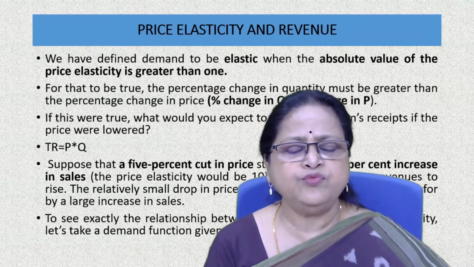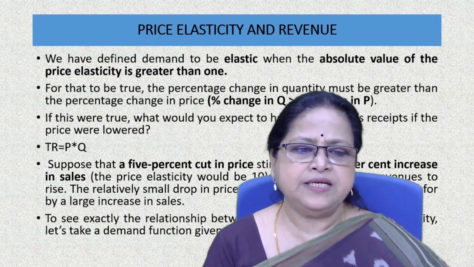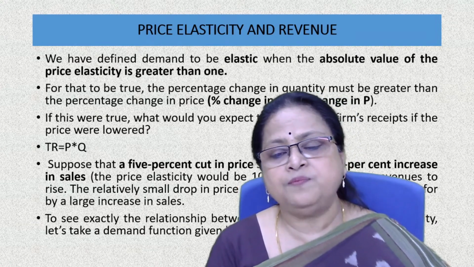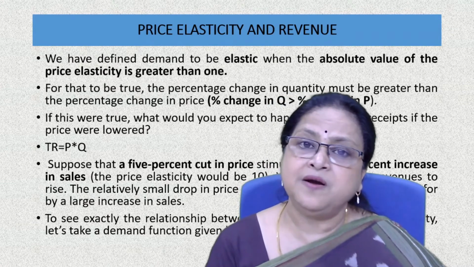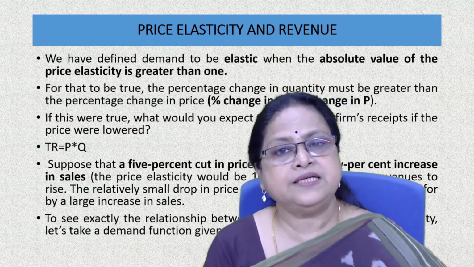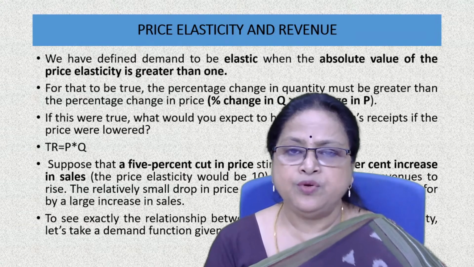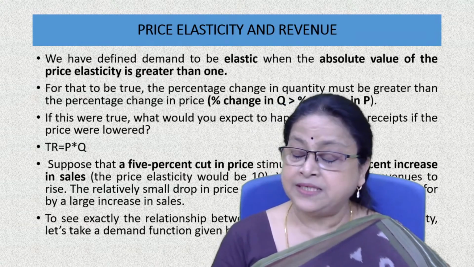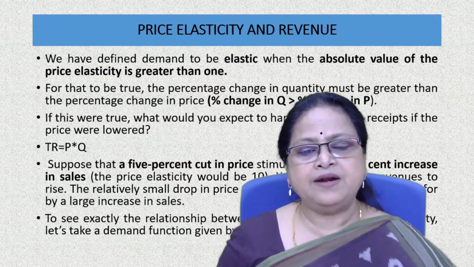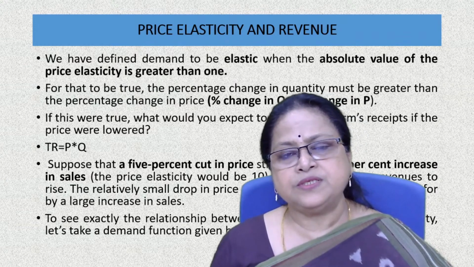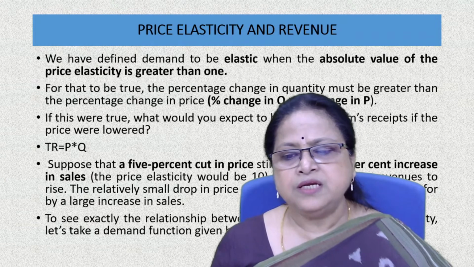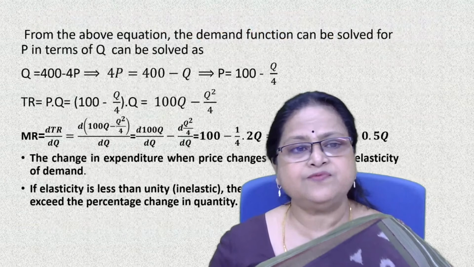So total revenue will obviously increase. The relatively small drop in price would be more than compensated by a large increase in sales. To see exactly this relationship between total revenue and price elasticity, let us take a demand function given by the equation which we took earlier: Q is equal to 400 minus 4p.